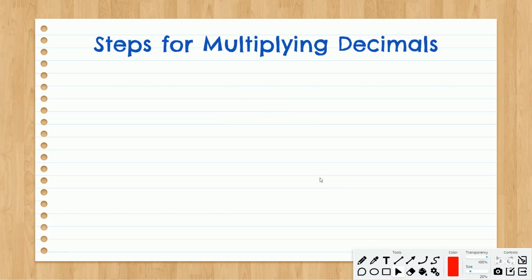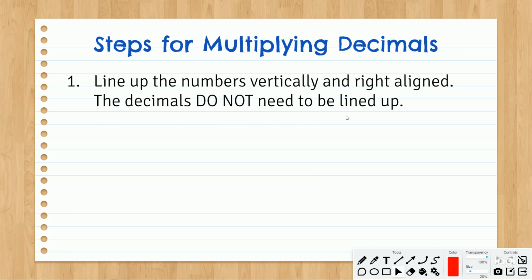in your notes. You can write them down after. The first one is to line up your numbers vertically and right aligned. The decimals do not need to be lined up. So we're going to have everything lined up to the right side of where we're multiplying, and we don't need to have our decimals lined up like when we are adding or subtracting. We're going to worry about the decimals all the way at the end.